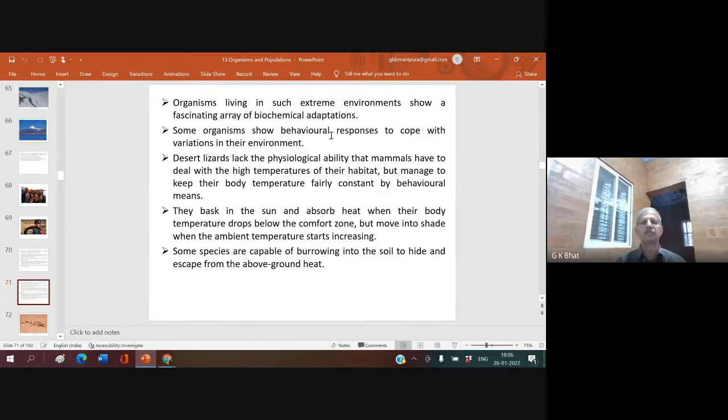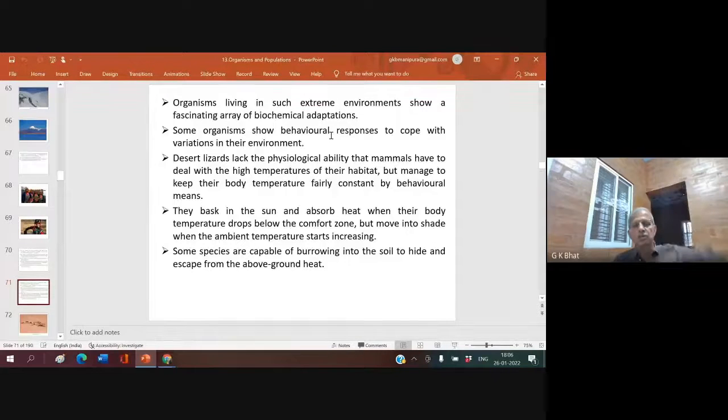Desert lizards lack the physiological ability that mammals have to deal with the high temperature of their habitat, but manage to keep their body temperature fairly constant by behavioral means. In mammals and birds, they do have their own way of maintaining constant temperature. But desert lizards which live in the desert, how do they manage? What is the condition in the desert?